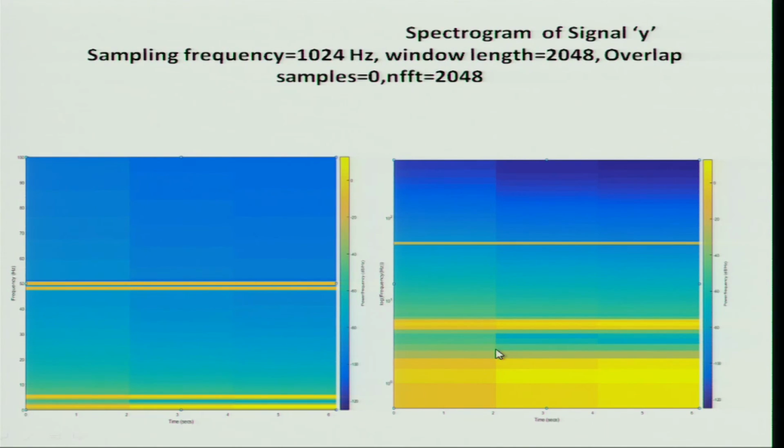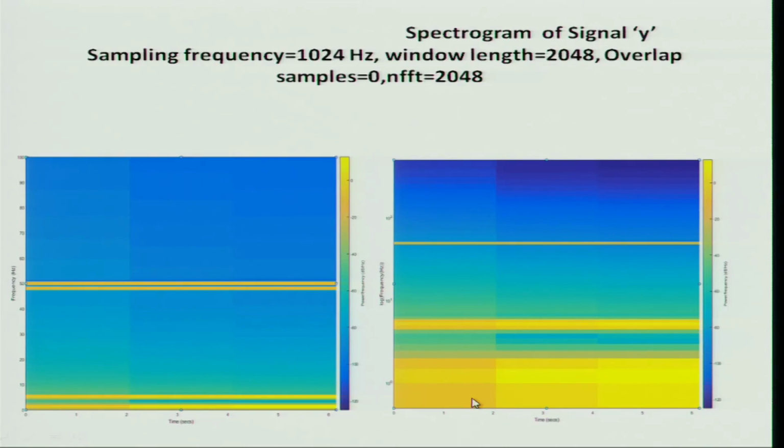But then what you see is that the time related information is getting increasingly blurred, because this whole thing is 1 window, 0 to 2 seconds. So nothing is changing in 0 to 2 seconds, okay. But in reality the amplitude has grown for the first frequency from 0 to 2, but that is not shown here.